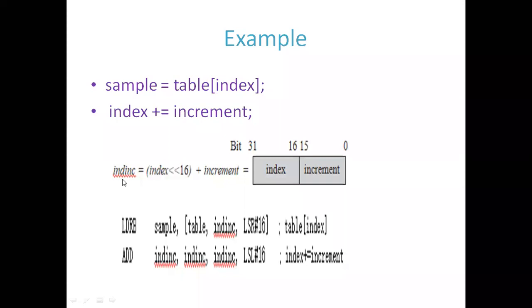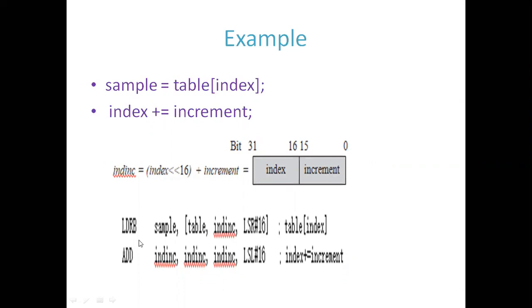Look at this one: IND INC equals index, which is left shifted by 16 bits, plus the increment. What do you get? Index and the increment. Index is at the higher order 16 bits and increment is at the lower order 16 bits. Now the question is how to make use of this, how to take the values.